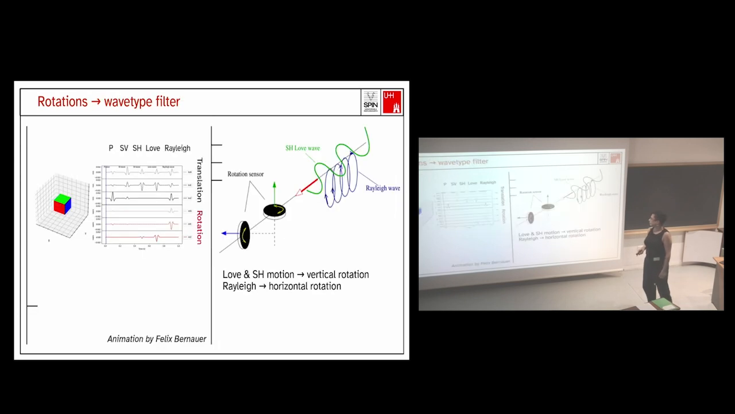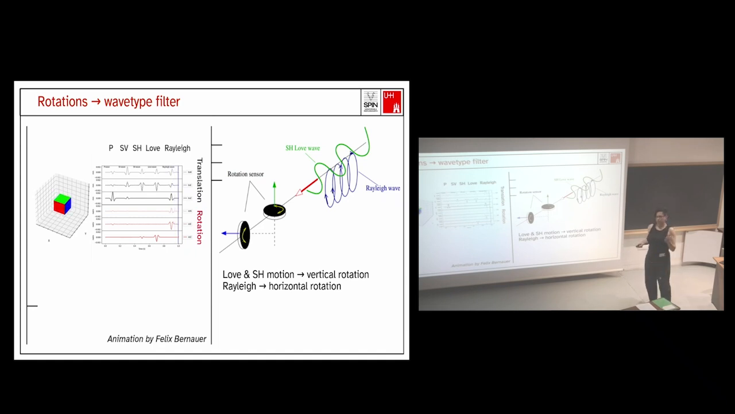Let me see if I can start that again. So here you see the block moving for the P wave, just up and down. SV wave is not really rotating. SH, there's a bit more of a twisting motion in there if you look carefully. And then for Love wave, it becomes more clear that there is some rotation of the block. And Rayleigh waves is twisting all over the place.